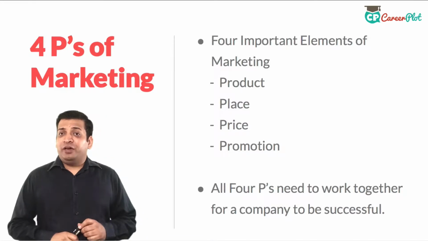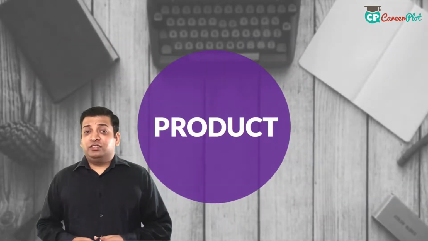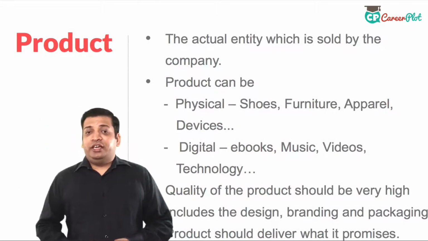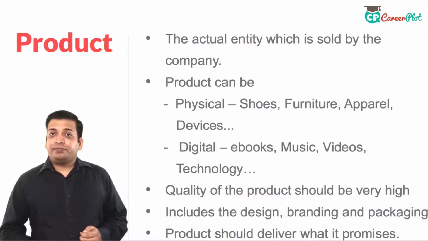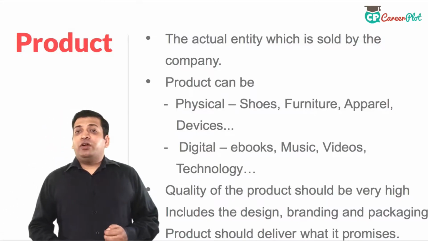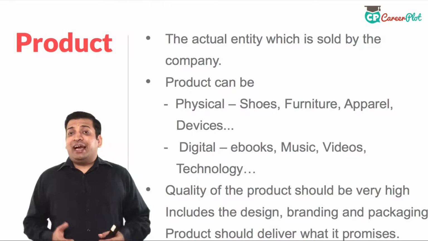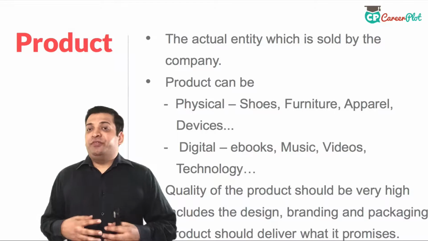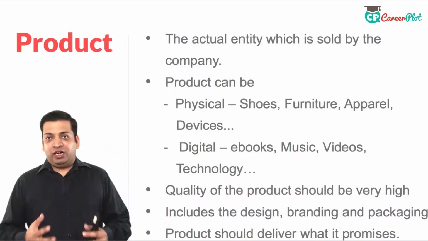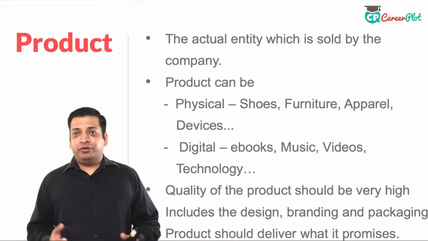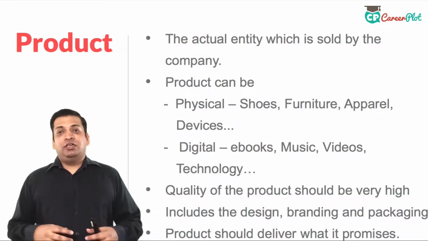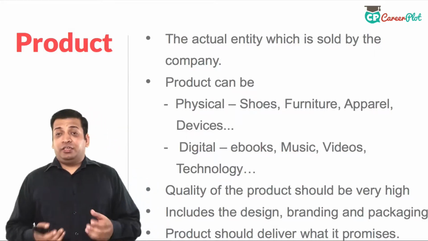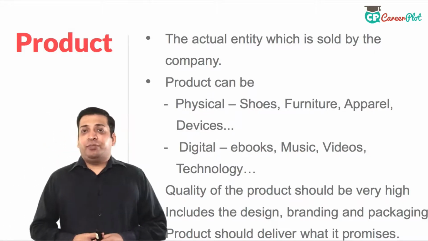So these 4 P's were defined by Neil Borden after a lot of research, that first, the product has to be really high quality, right? So let's go to product. What is a product? A product is an actual entity which is sold by the company. Now, a product can be physical, for example, cars, bikes, telephones, cell phones, cameras, or anything which you can feel and touch. That is a product. A finished good is a product.